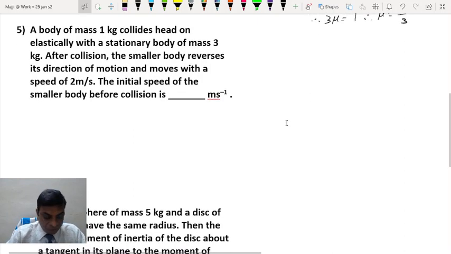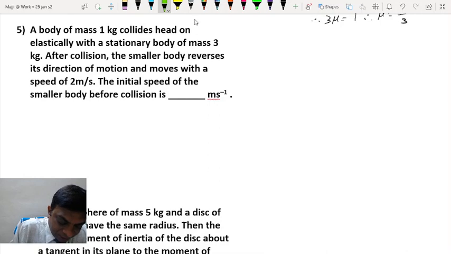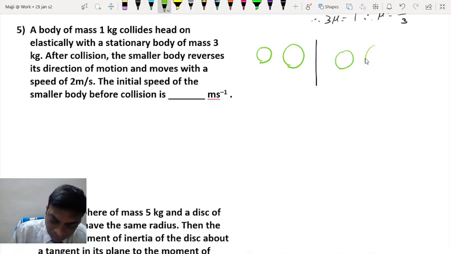So coming to the next question: a body of mass 1 kg collides head-on elastically with a stationary body. So I'll draw the diagrams. Here in the first case, this is 1 kg and this is a 3 kg body. This is at rest and this collides with a certain speed. Let us take it as u.